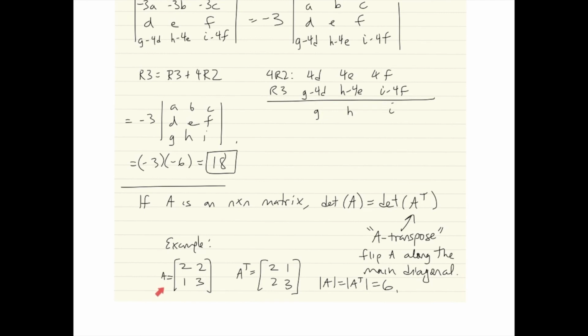So if you have a matrix A, like here's a 2 by 2 matrix, then A transpose is where you flip everything along the main diagonal. The main diagonal itself stays fixed. So this 2 goes over to a 1, and the 1 and 2 basically interchange. And then we see in this particular example that the determinant is 6 in both cases.